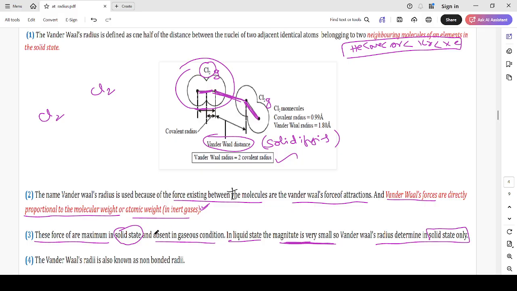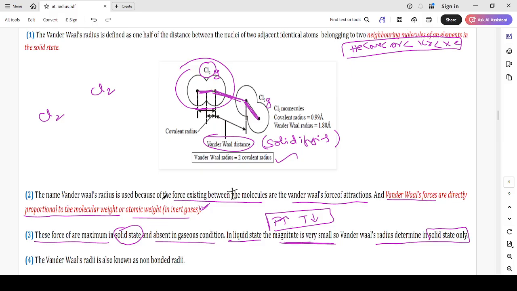So what am I doing? I'm solidifying the gas. How can I solidify the gas? Cooling. How can I solidify it? Wait, let Mridula answer. How can you solidify it? Ma'am, increase the pressure. Very good. Then decrease the temperature. Yes. So pressure should be increased and temperature should be decreased in order to obtain this van der Waals radius here.